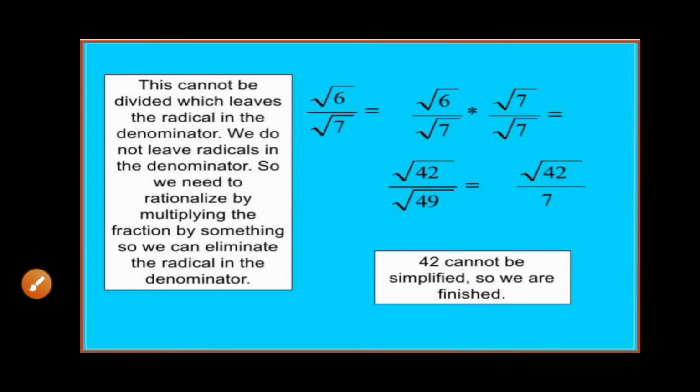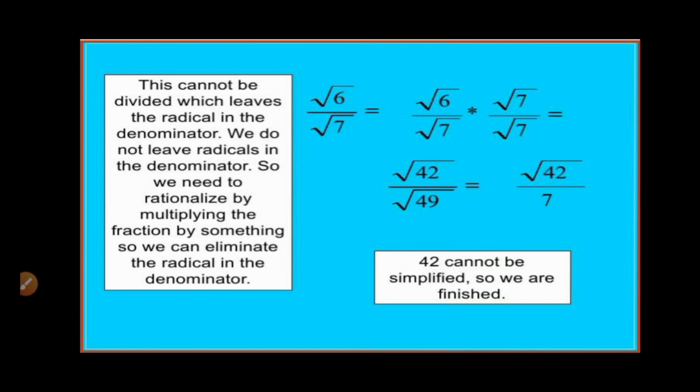This cannot be divided, which leaves the radical in the denominator. So we do not leave radicals in the denominator, so we need to rationalize by multiplying the fraction by something so we can eliminate the radical in the denominator.